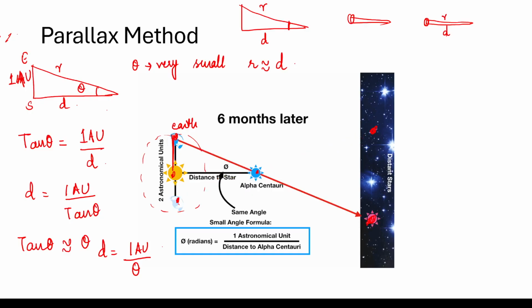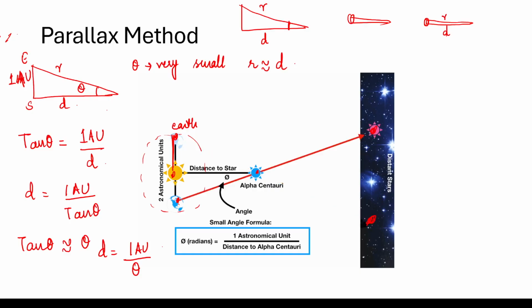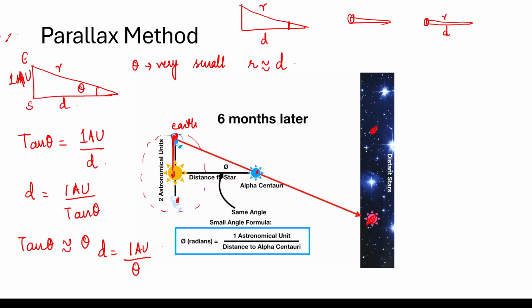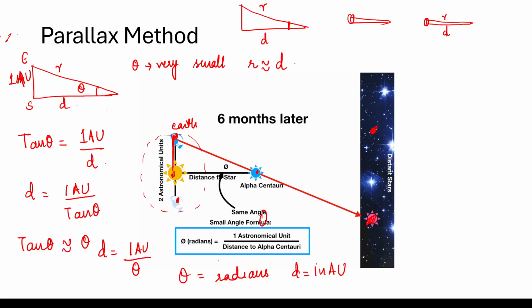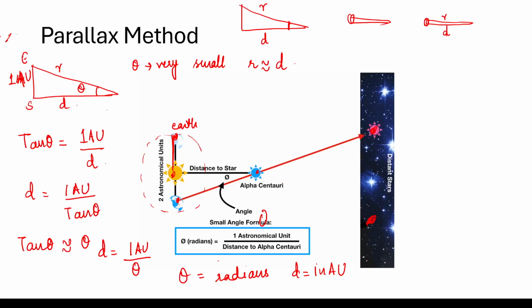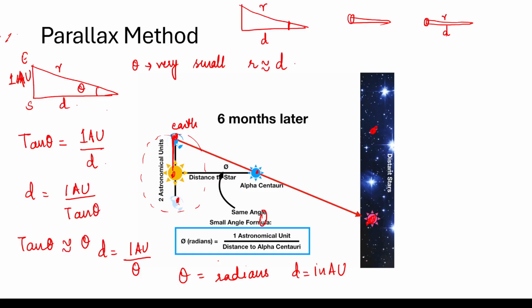That's it. Now, if you put theta in radians, you'll get D in astronomical units. So theta is in radians, then D is in AU. So 2 AU or 3 AU or 4 AU. We'll get the distance. So we'll understand, okay, this is our Sun at 1 AU distance, and this particular star that we have just discovered is like 100 AU. So it is 100 times as far as our Sun. But the condition is that your angle should be in radians.